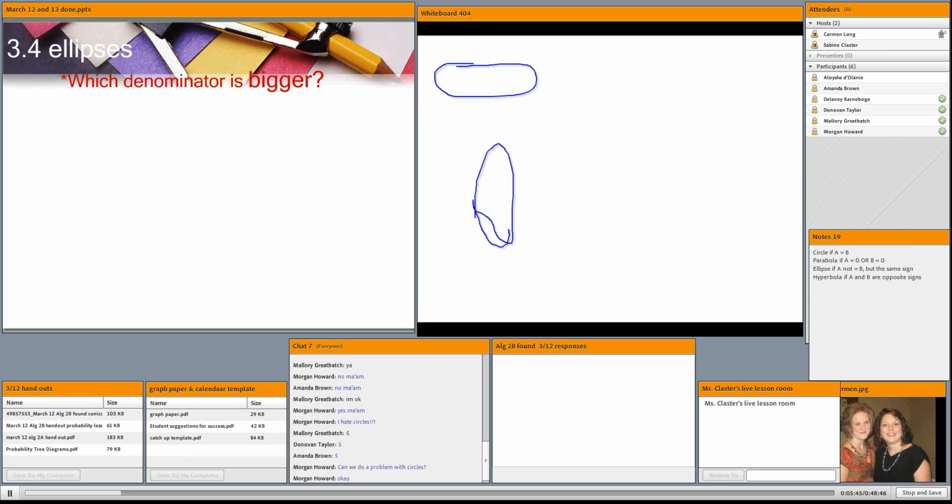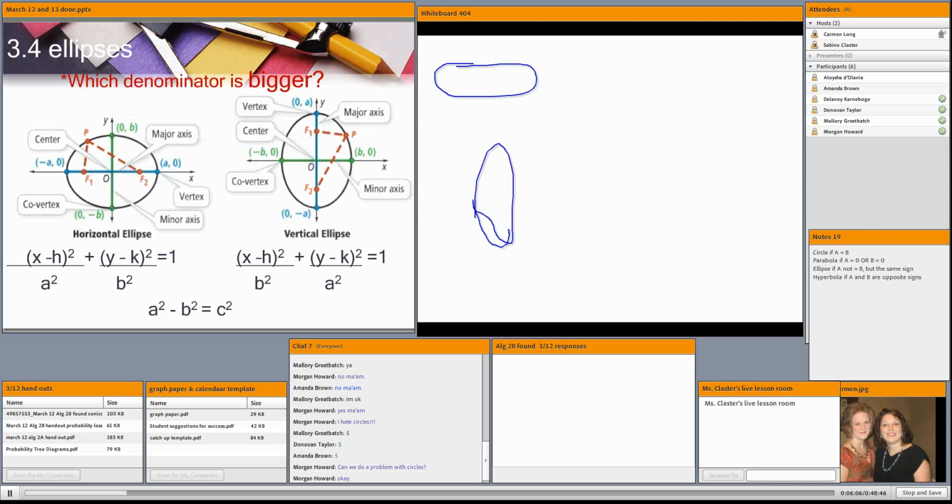All right, so let's go through all of our, there's our lovely picture. This is in the handout, and here's our lovely formula. So the major axis is the longer one, so for this horizontal ellipse, it goes this way. For the vertical ellipse, it goes this way. No big deal. It's just longer. That's where the bigger denominator comes in. So since this goes this way, in that case, this is bigger.